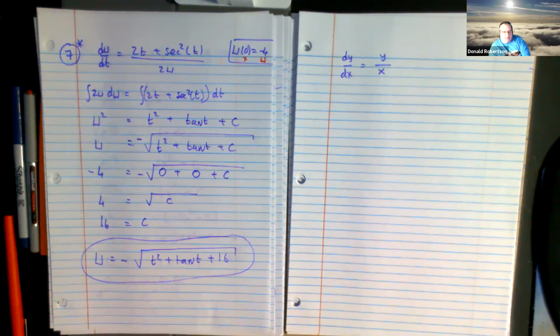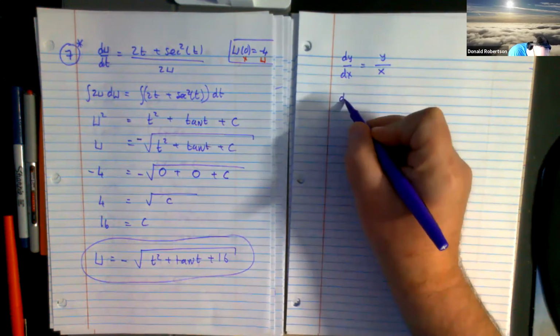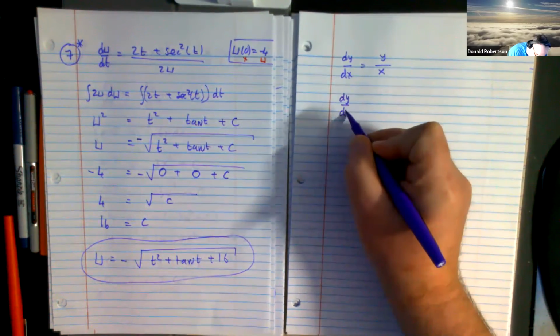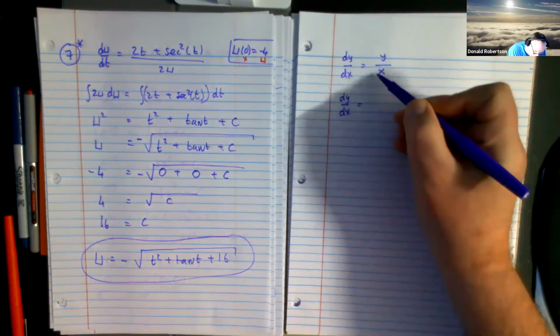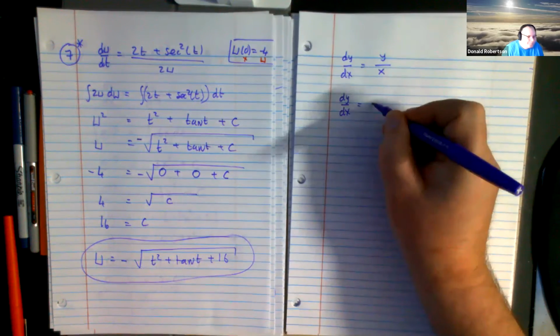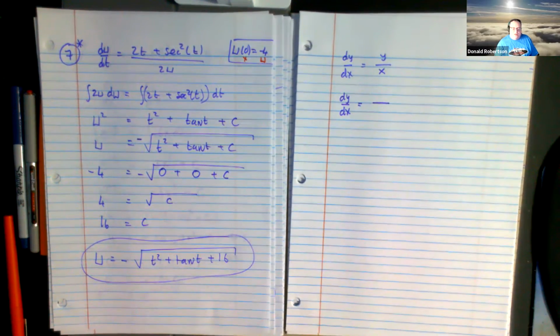Doesn't that look like it's variable separable? Look again. There's something wrong with it. Aren't the x's and the y's in the wrong place? And I can't just ignore the fact that they're in the wrong place, right? I have to fix it. Agreed?